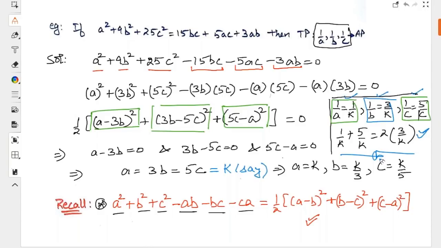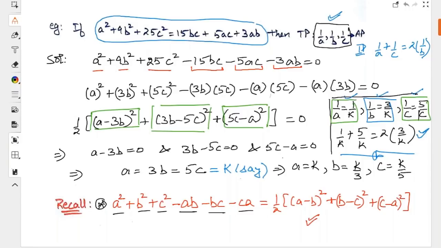See, the concept is very simple: 3 numbers are in AP if the sum of the first and third term is twice the middle. So in the very beginning, we knew that we have to prove that 1 by A plus 1 by C is double of 1 by B. But to do that, we need some information about A, B and C, for which we were given this information.